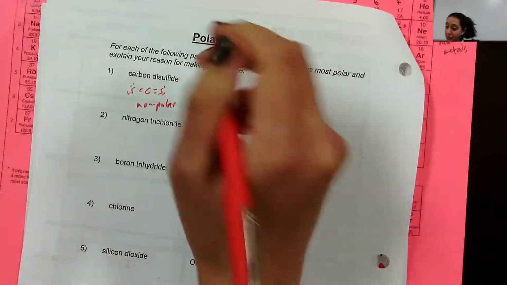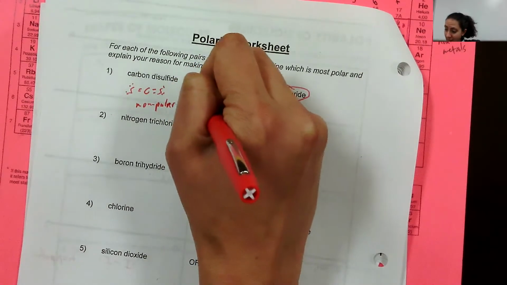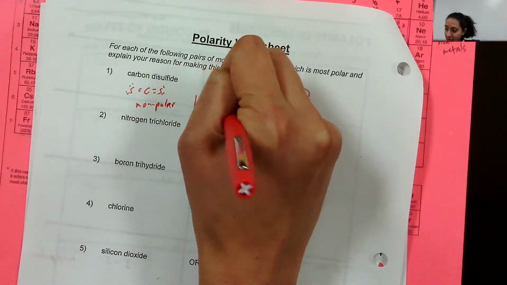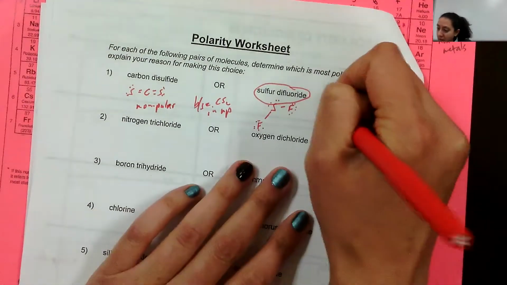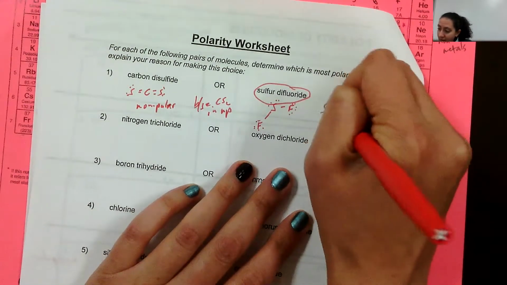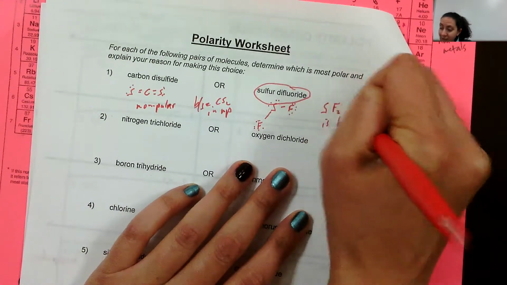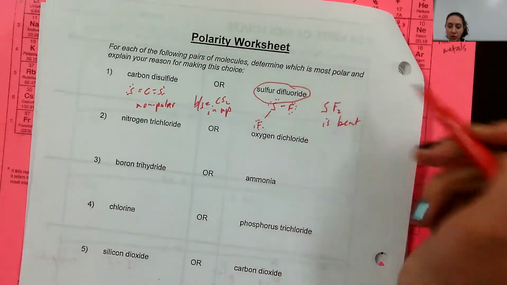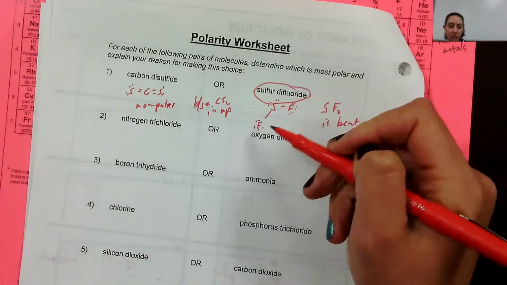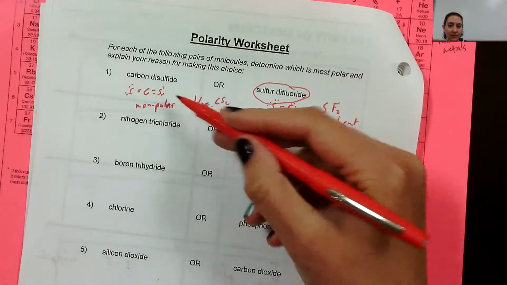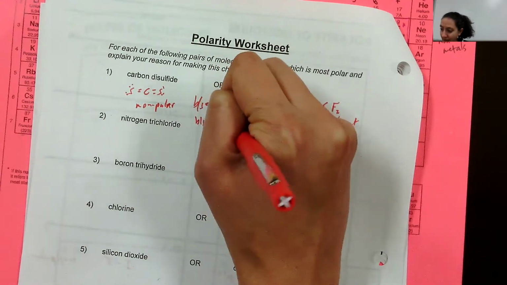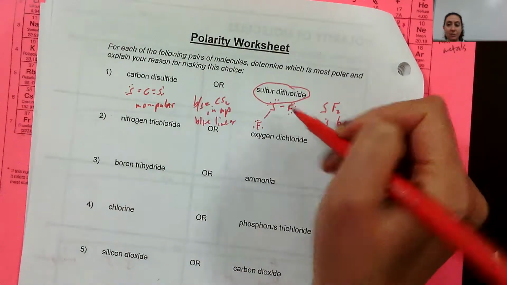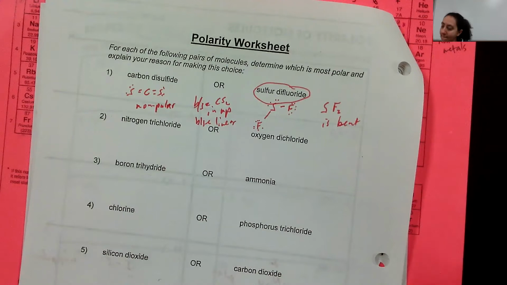Because carbon disulfide, CS2, is nonpolar, and sulfur difluoride is bent. So the shape really is what determines this. Also, it has fluorine. This is because it's linear. So linear versus bent makes all that difference. Okay.